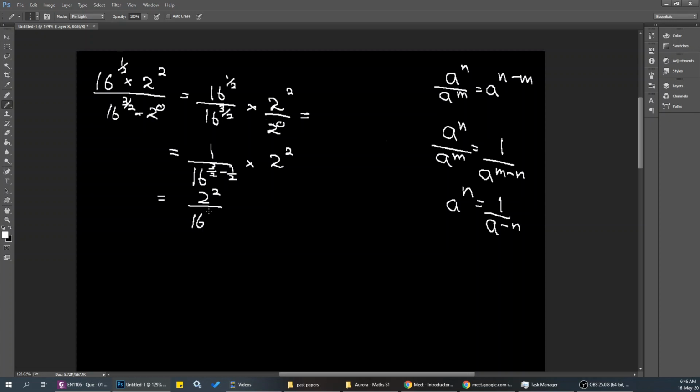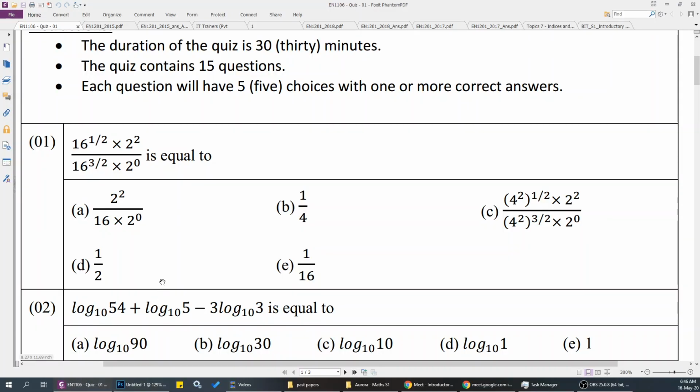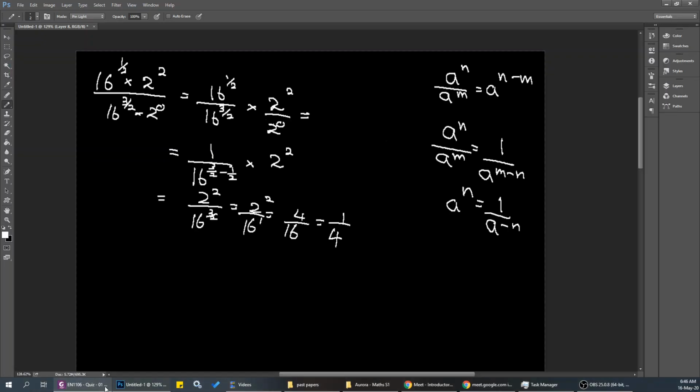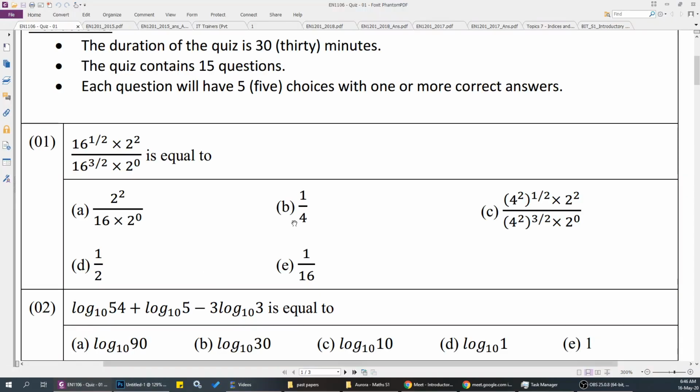So that is 1, 2 over 2, right? 2 to the power 2 over 16 to the power 1. Answer is 4 to the power 4 over 16, or we can also rewrite it as 1 over 4. Okay, and what are the answers we have? 1 over 4, right? 1 over 4 is an answer.